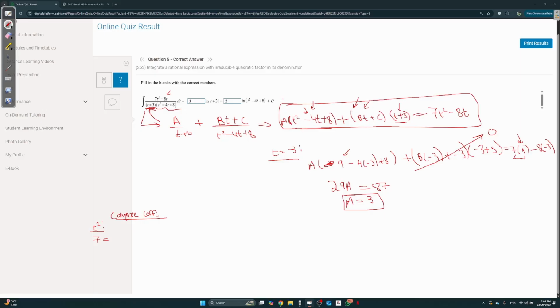So here it's going to be at squared minus 4at plus 8a. And over here you have bt squared plus 3bt, plus ct. C times c is just ct, plus 3c. Okay, this is expanding the left-hand side fully so that you can see the coefficients clearly.